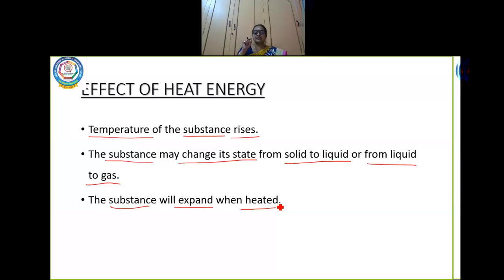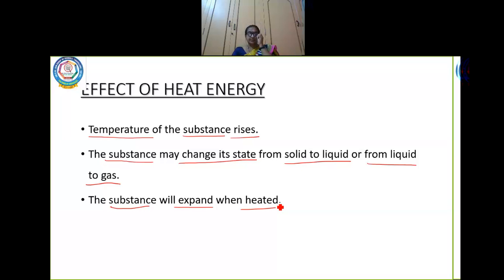It starts rising, which means whenever you have a rise in temperature, the substance inside it sometimes may expand due to the heat. So this is what we are going to discuss in this topic: how a substance expands when it is heated. So what are the 3 points on which heat energy has an effect? The first point is that the temperature of the substance rises.